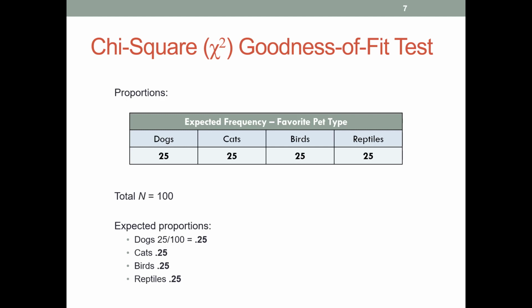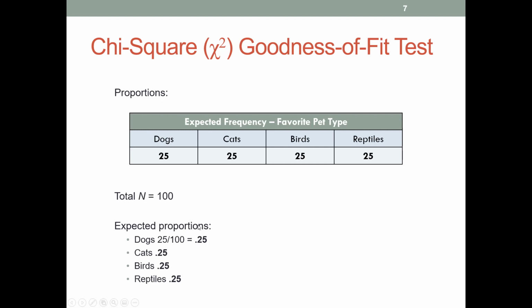Now, when you run the goodness of fit test, you think in terms of proportions more than the actual expected frequencies, and you will see that when we transition over to RStudio. So let me just quickly show you how you would derive the proportions. The total n here is 100. And for each of these categories, you want to think about the proportion or the percentage of the expected frequency that goes into that category. So in this case, there are 25 dogs out of 100, and so the expected proportion is 0.25.